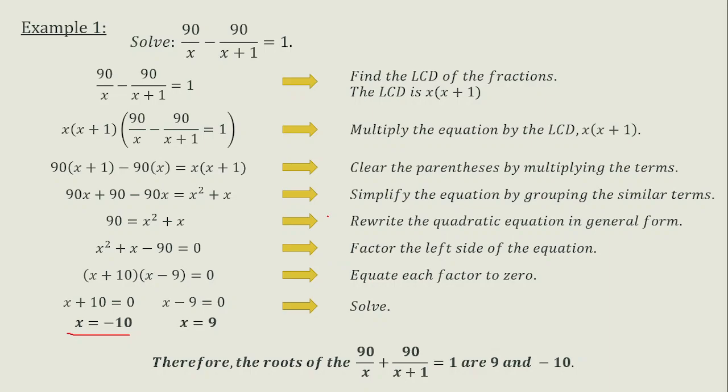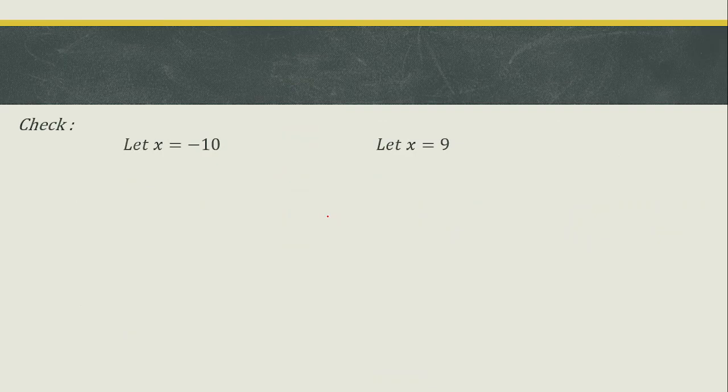So tapos na ba tayo sa pag-solve based on sa ating step-by-step process? I think hindi pa, right? Hindi pa tayo tapos. So ano ba yung kulang? Ano ba yung step na kulang natin? So kulang tayo ng step number 6. So the step number 6, we are going to check the answer kung tama ba siya. So paano ba ipa-perform yung checking? So here is the checking. First, let x is equal to negative 10 and let x is equal to 9. So this is the first root, this is the second root.